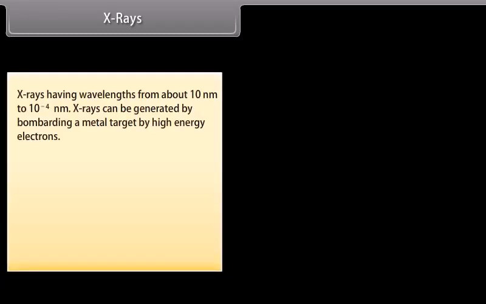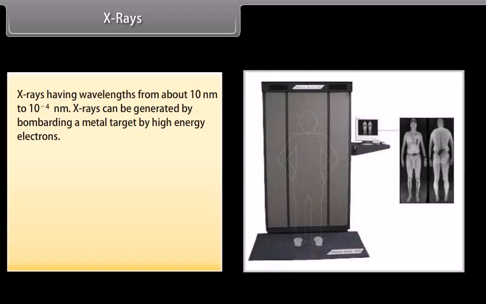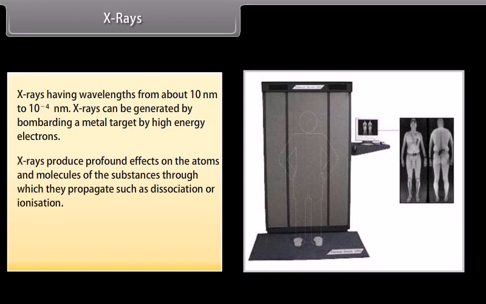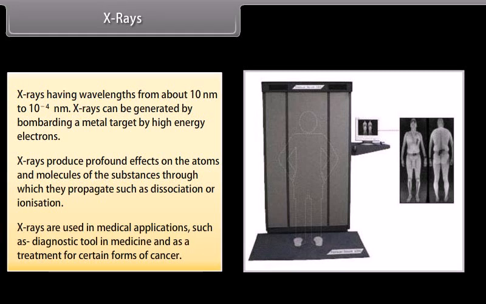X-rays. X-rays having wavelengths from about 10 nanometer to 10^-4 nanometer. X-rays can be generated by bombarding a metal target by high-energy electrons. X-rays produce profound effects on the atoms and molecules of the substances through which they propagate, such as dissociation or ionization. X-rays are used in medical applications such as diagnostic tool in medicine and as a treatment for certain forms of cancer.